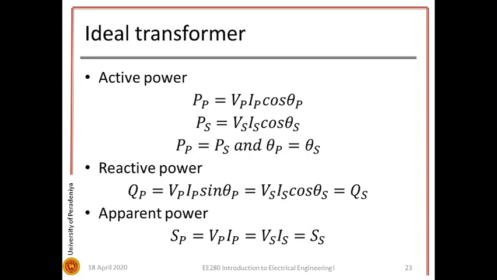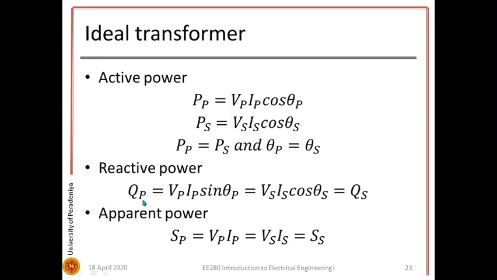Now we can write the equations for the active, reactive and apparent power. In case of active power, input active power is Vp Ip cos theta p, output active power is Vs Is cos theta s. For an ideal transformer, input power is equal to output power. Therefore, the angle difference between the primary voltage and primary current would be equal to the angle difference of the secondary voltage and current.